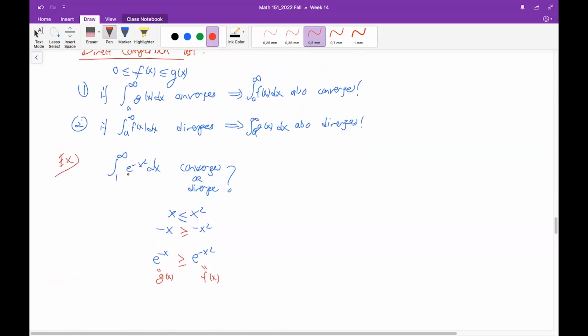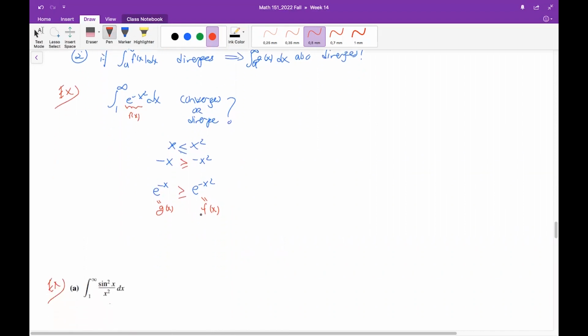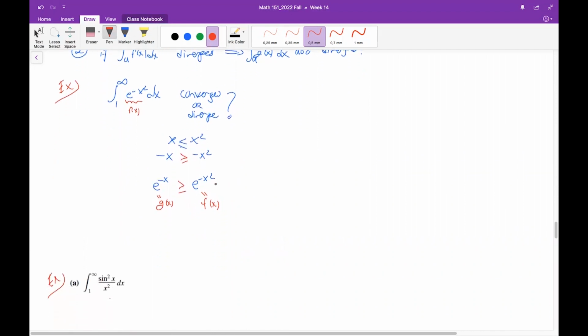This is the original function that we want to understand. Now I relate it with a bigger function. Now I will try to understand whether this improper integral with the bigger terms is convergent or not. And this is something that I can handle.